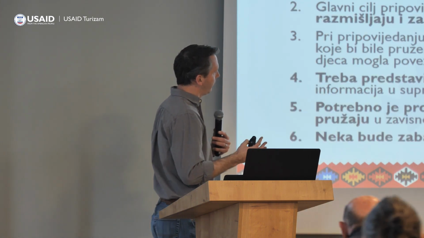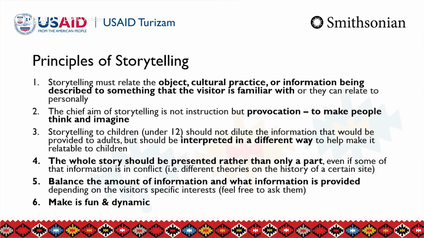And there's 6 overarching principles that we focus on for storytelling. The first is that you relate that object, cultural practice, or information being described to something the visitor is familiar with. So how do you relate, and we'll get into a couple of examples of this in a minute, the food that's on the wall there, or a specific craft that's being presented, or an object in a museum to the context of that visitor?